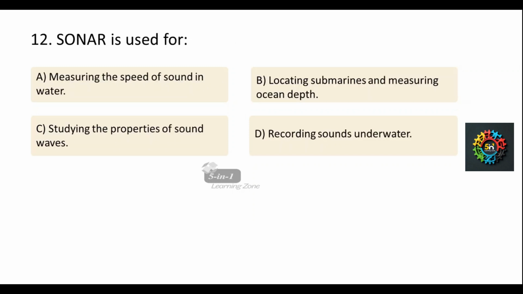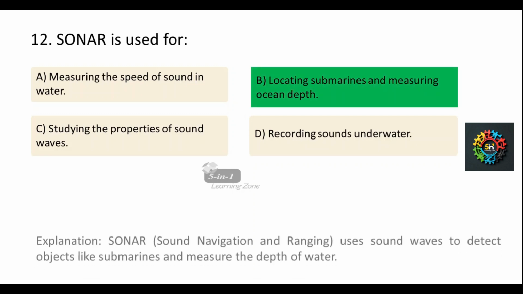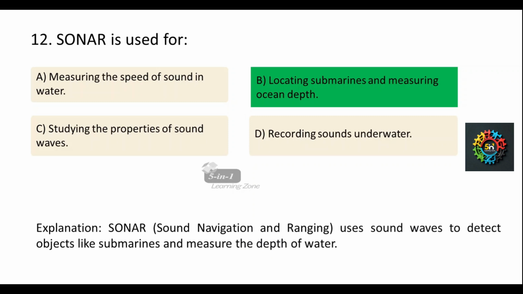12. Sonar is used for. Answer. B. Locating submarines and measuring ocean depth. Explanation. Sonar, sound navigation and ranging, uses sound waves to detect objects like submarines and measure the depth of water.